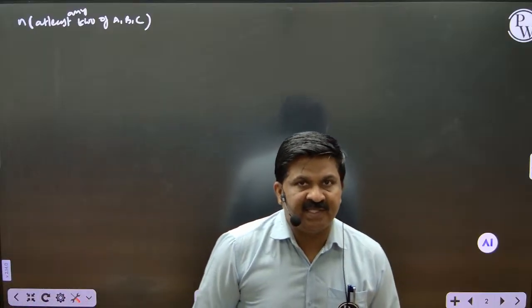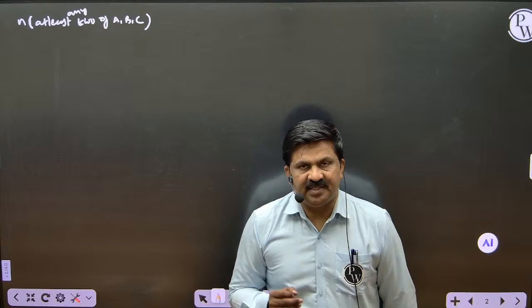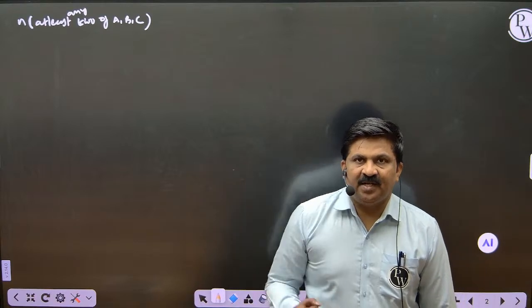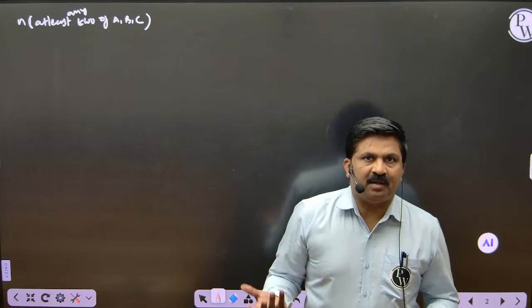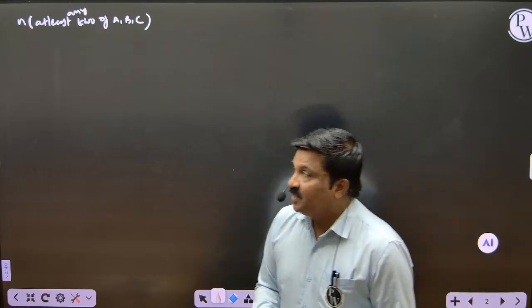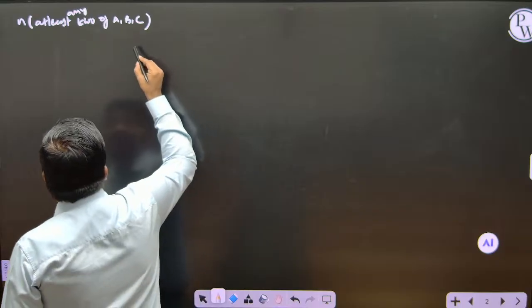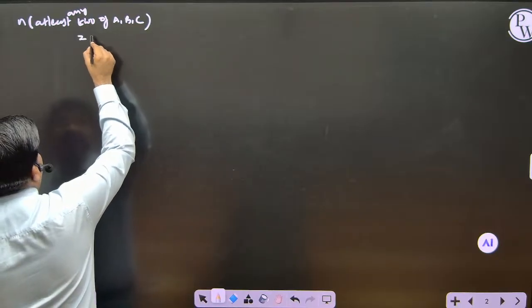In total, how many sets do we have here? A, B, C are 3 sets. But at least 2 sets, what does it mean? Either 2 sets or all 3 sets. So then what will we get? Exactly 2 plus all 3.